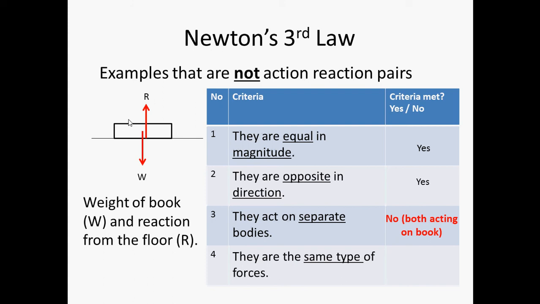This is actually the easiest criteria to judge whether the forces are action-reaction pairs, because in this case, the R, which is the reaction force, is acting on the book. In the same way, the weight is also acting on the book. So both forces are acting on the book, so they cannot be action-reaction pairs because they are not acting on separate bodies. And lastly, they are different types of forces.